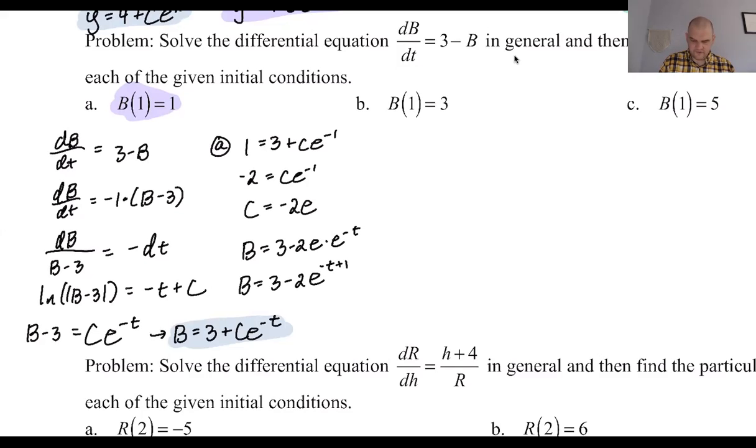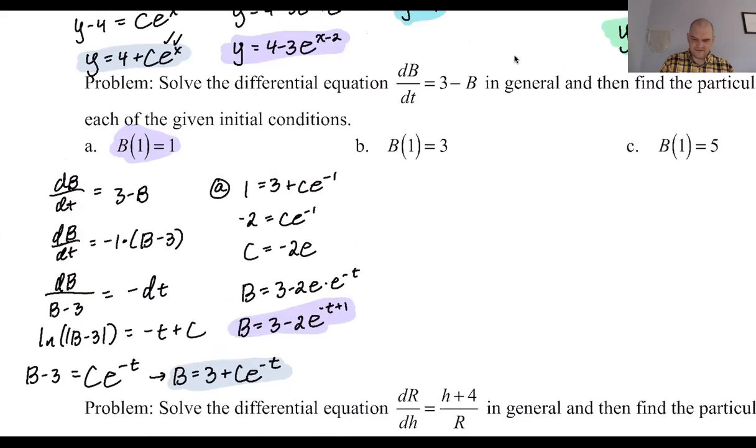I don't have a preference either way on that, turns out. As I was writing it, I was like, I don't really care. Sometimes I do have a strong preference, not in this case. All right, so that's our particular solution when b of 1 equals 1.